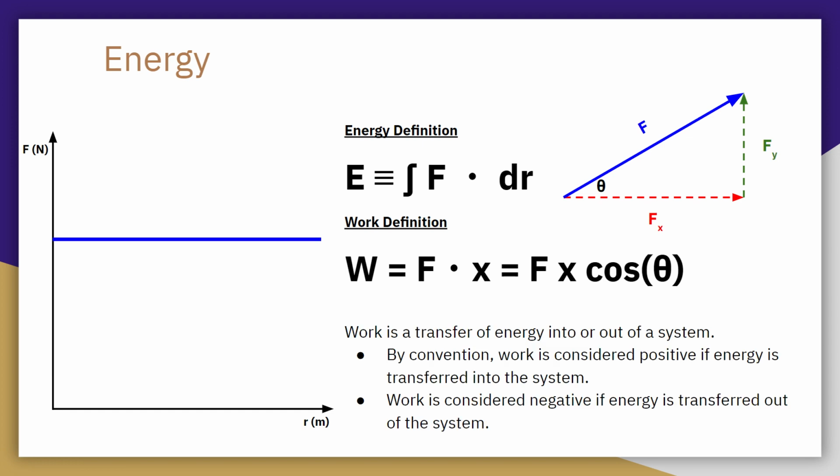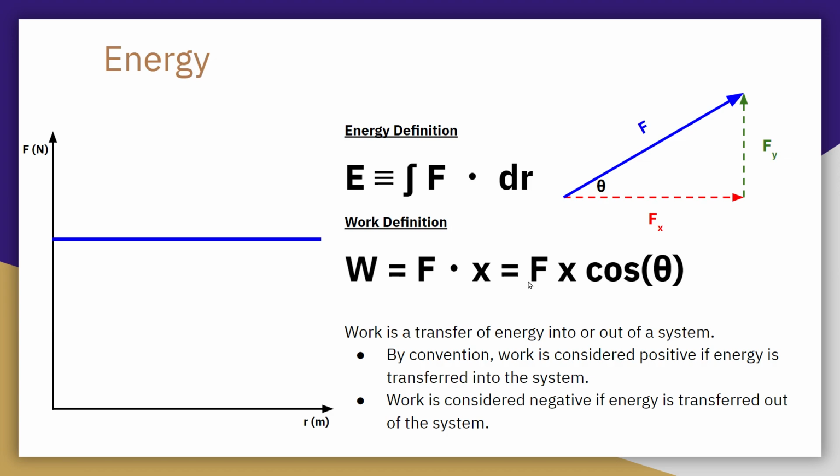Now, work is going to be energy. But what it specifically is, is the energy that is transferred into or out of a system. By convention, work is considered positive when energy is transferred into the system, and it is considered negative if that energy is transferred out of the system. This is the equation that we'll typically be using. Work is going to be equal to F dot x.